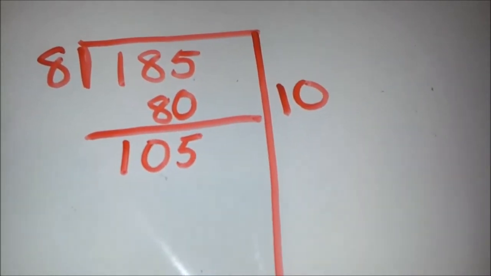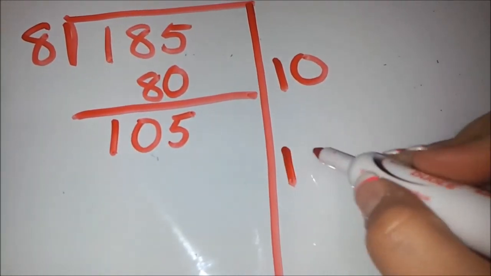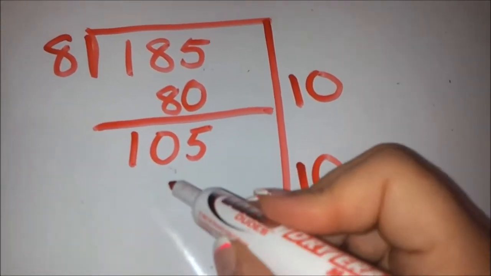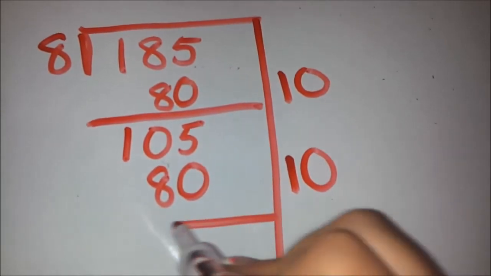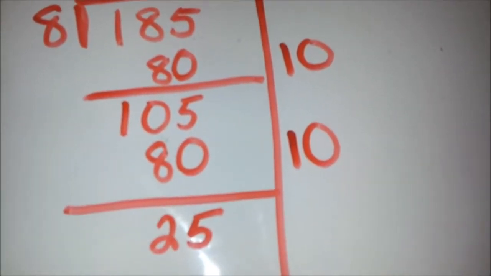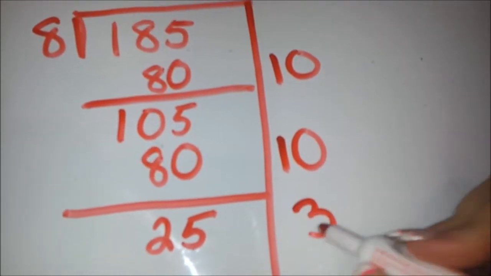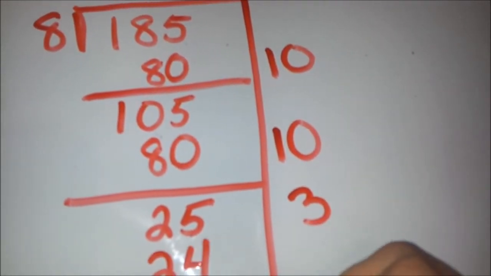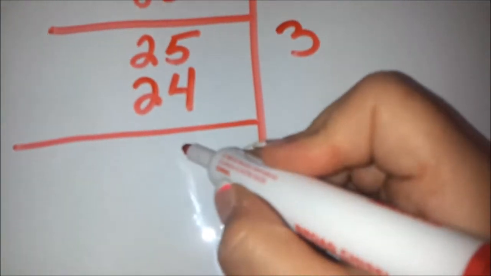There we go. Now, we can do that again. Let's do that. 10 times 8, that's 80. Go ahead and write that in. Now let's subtract again. That's going to give us 25. Can't do 10 again, but what goes into 25? How about 3? That's going to give us 24, which means we have a remainder of 1.